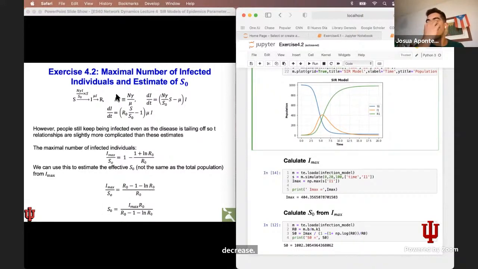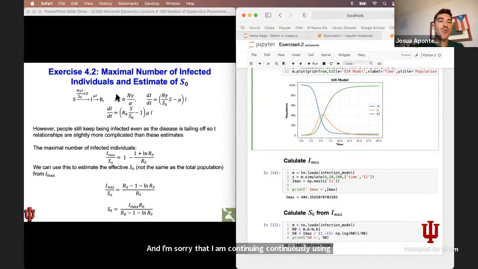And I'm sorry that I'm continuously using infection and epidemic interchangeably. It's probably because I'm so used to working with within-host models, where those are basically equivalent. But yeah, I do mean epidemic.